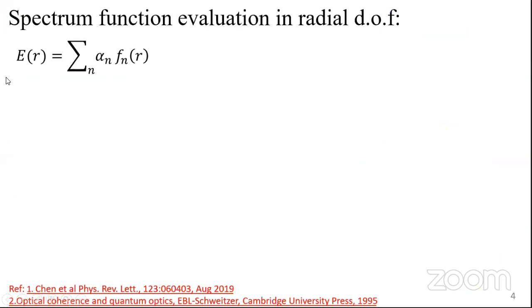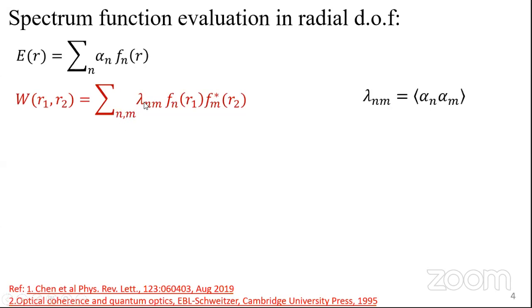Now, let us suppose that our optical beam, with obviously radial symmetry, is such that it can be expressed as a functional summation over the radial modes. F_n(R) are my radial modes, and alpha_n is the weightage of the F_n(R) modes. Then this W(R1, R2) takes this kind of a form, a sum over n, m of lambda_nm, where this lambda_nm is the cross correlation between different radial modes F_n and F_m. Now we are going to show that this lambda_nm can be evaluated from W(R1, R2) by inverse transformation.